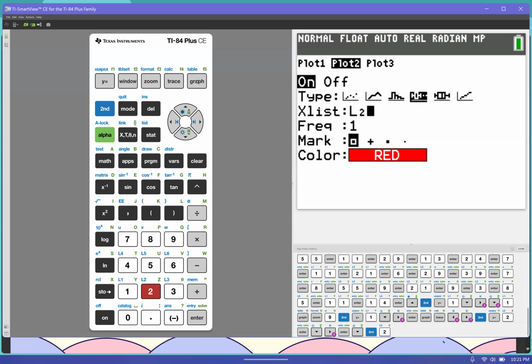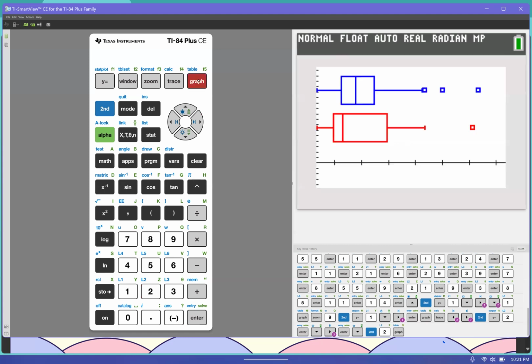Now again, we'll go to the graph, and it's already been zoomed because of the original one that we did. So the top one is for the homes where there was childhood cancer. The bottom one, the red one, is where there was no childhood cancer. Looking at these graphs, we can see that there is a difference here.